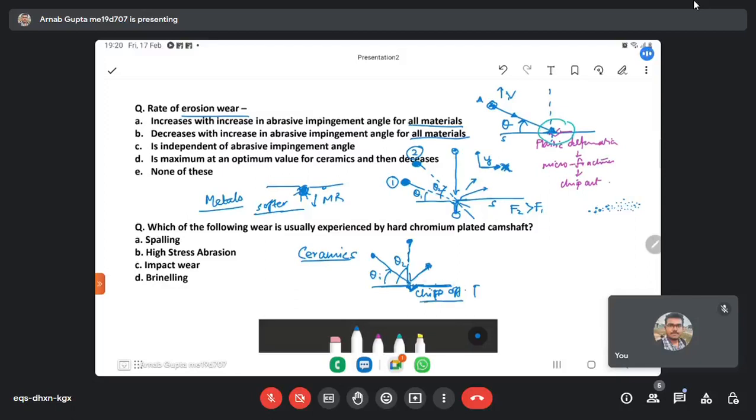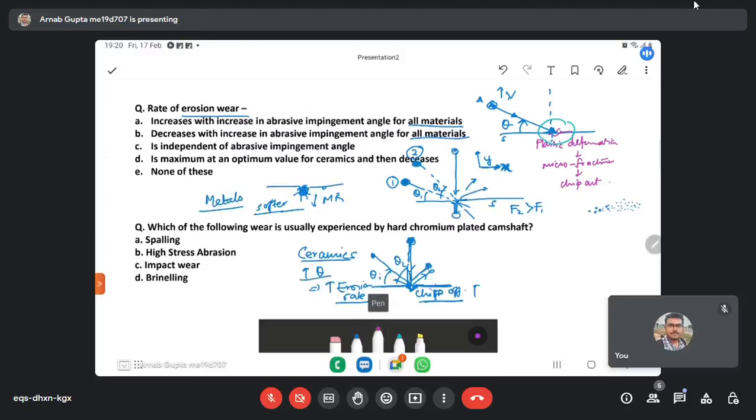So in case of ceramics, a higher theta will lead to higher erosion rate, because the abrasives will come here, hit it, and bounce back. It won't get embedded onto the surface because these are tough. Ceramics are hard as well as tough. And that's why a higher value of theta will cause a higher erosion rate.